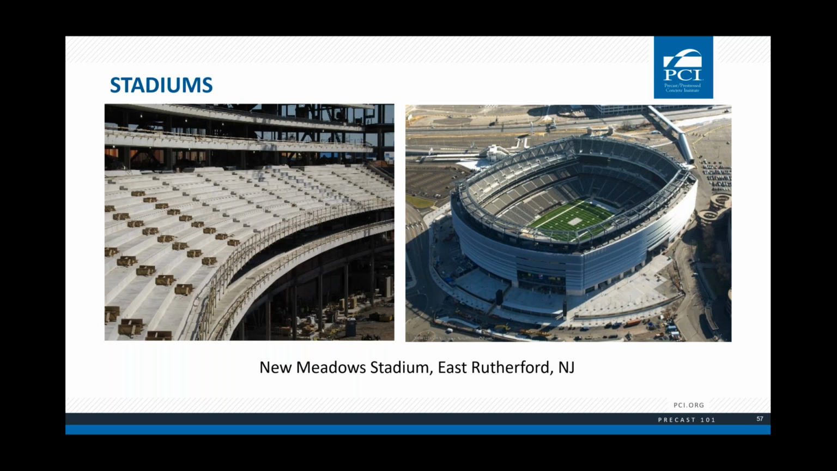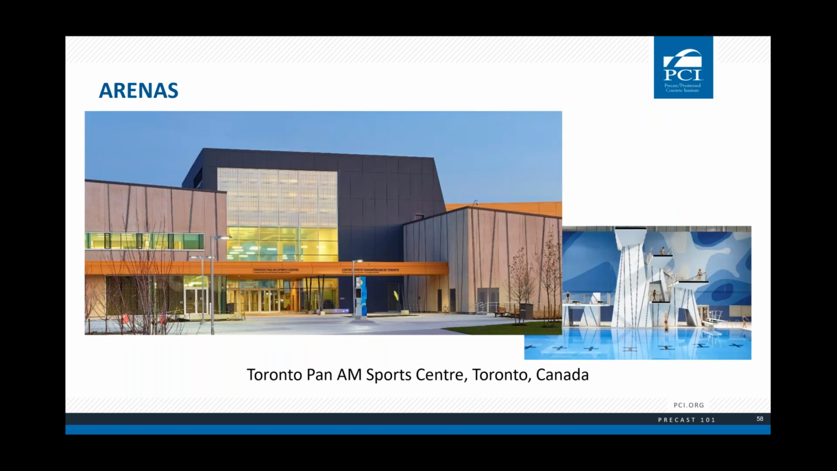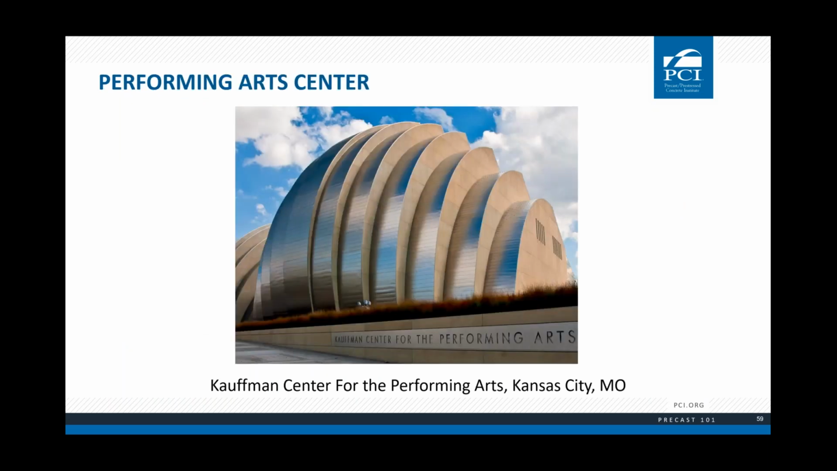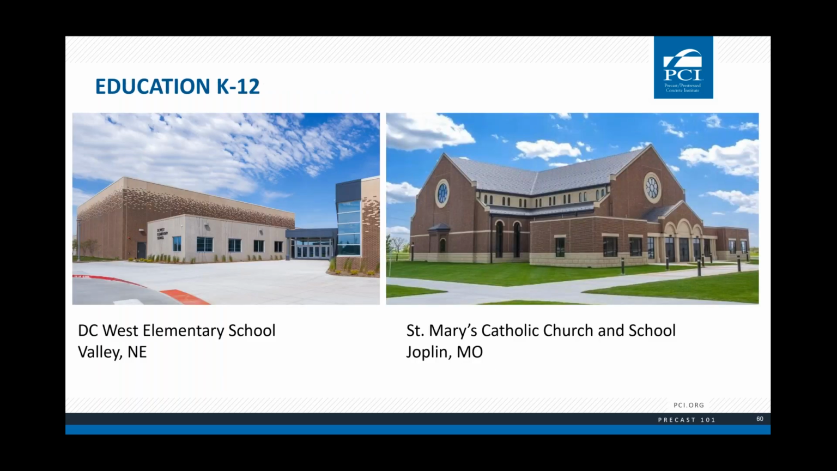Stadiums, kind of a no-brainer with columns, beams, risers, and exterior panels, load-bearing and non-load-bearing. When you've got a big, massive structure like a stadium or an arena, precast speed to market is extremely advantageous. When you move to performing arts centers and museums, where you're trying to create an iconic look for your community, precast is a great solution.